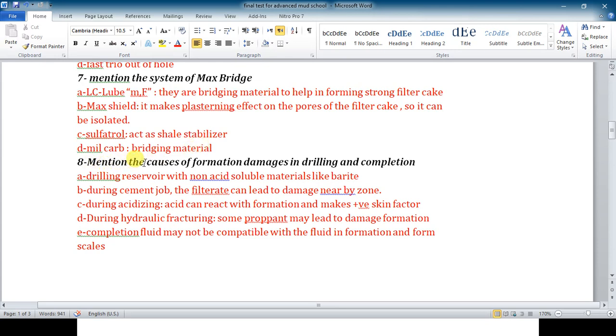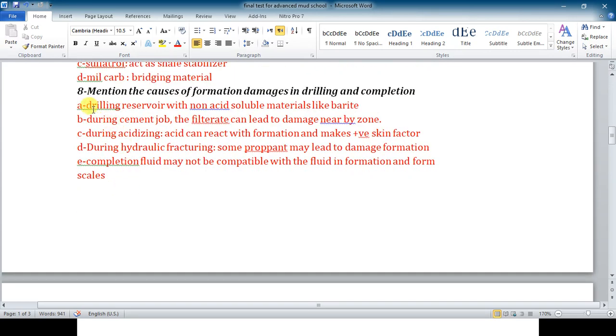Number eight, mention the causes of the formation damage in drilling and completion. Actually, what are the causes or the main reasons? Number one, during drilling the reservoir, non-acid soluble materials like barite can damage the pore throat. Number two, during the cement job, the filtrate of the cement can lead to damage of the nearby zone.